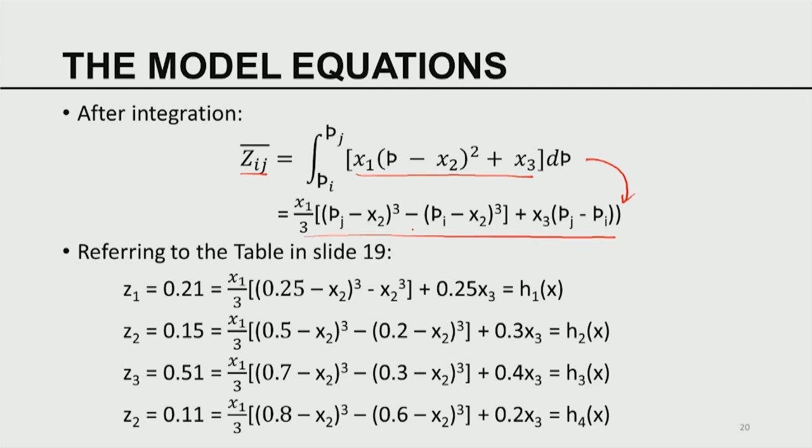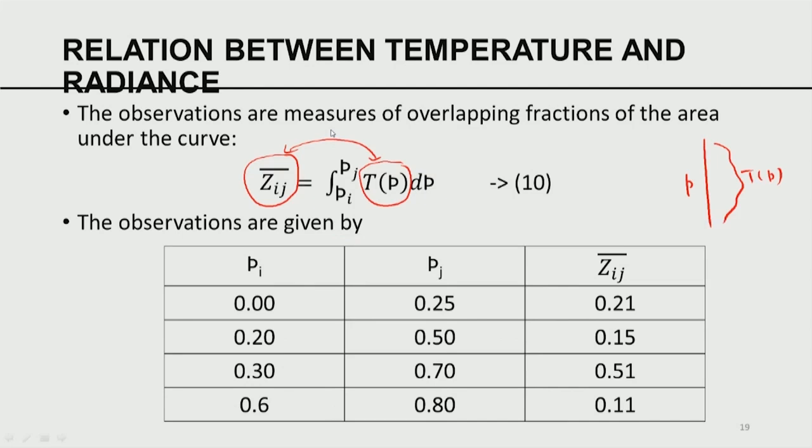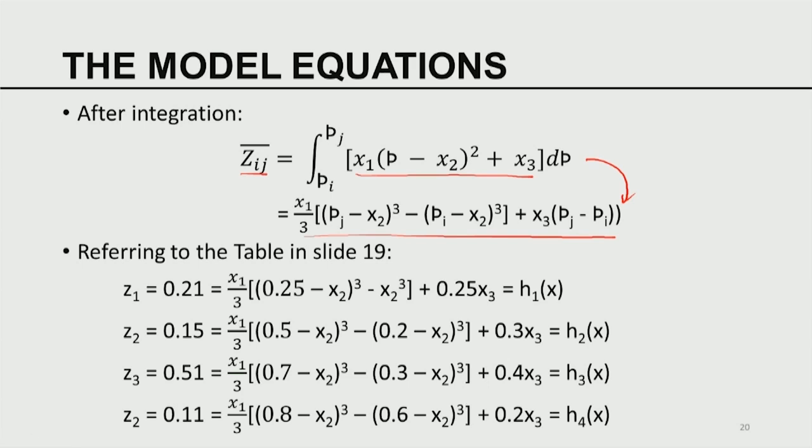Referring to the table on slide 19, I know the values of PI and PJ. Let's go back. So this is the PI and PJ. If I substitute these numerical values in here, I get the first relation, Z1 is equal to 0.25, and that is equal to this function, H1 of X. And what is my X? My X is equal to X1, X2, X3, because I have a 3-layer problem. My T's are X. So Z2 is given by this, Z3 is given by this, and Z4 is given by this.